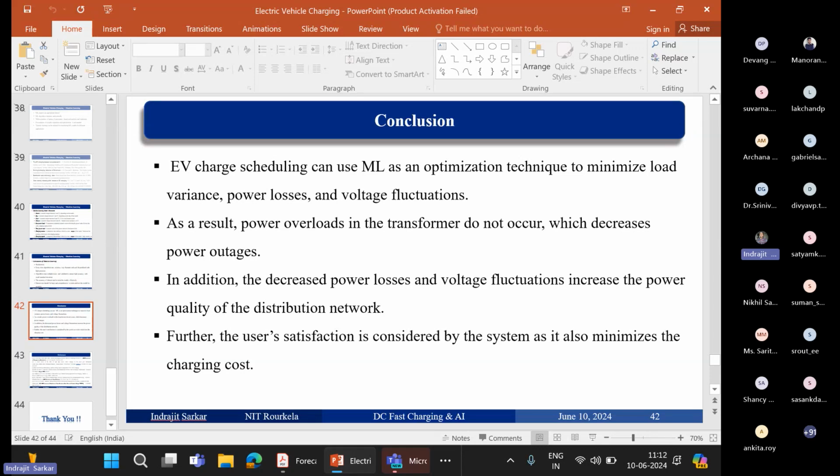As a result, power overloads in the transformer do not occur, which decreases power outages, as I already mentioned. In addition, the decreased power loss and voltage fluctuation increase the power quality of the distribution network. Further, user satisfaction is considered to minimize the charging cost, as I was telling you.